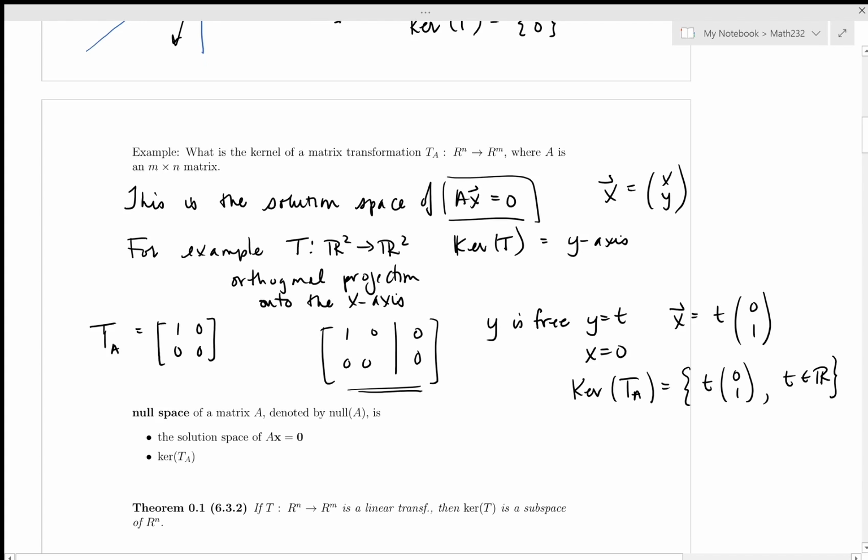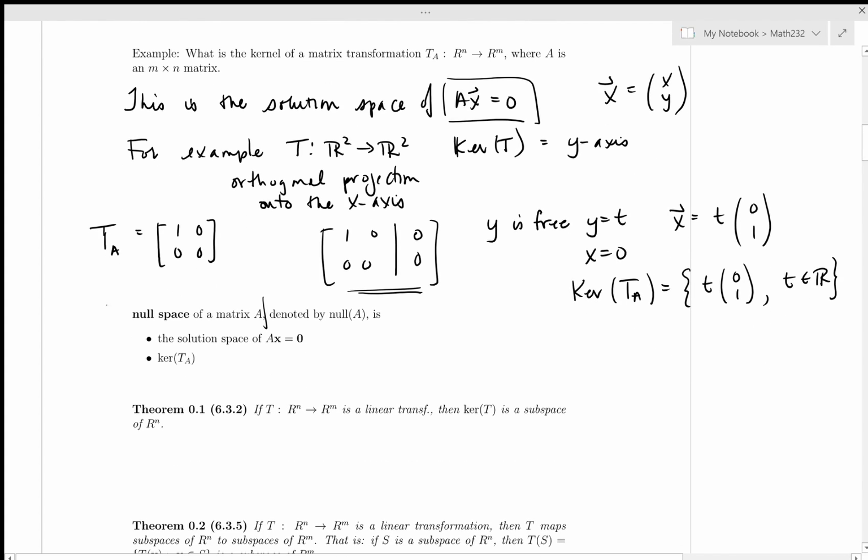Okay, so we have another word for this when we're thinking specifically of the matrix. We say that the kernel of the transformation defined by the matrix, we call that the null space of A. And it is the solution space of Ax equals 0. So I could say the kernel of the transformation defined by A is some vectors, or I could say that the solution space of Ax equals 0 are those same vectors, or I could say that the null space of A is those same vectors. So there's three ways really of saying that.